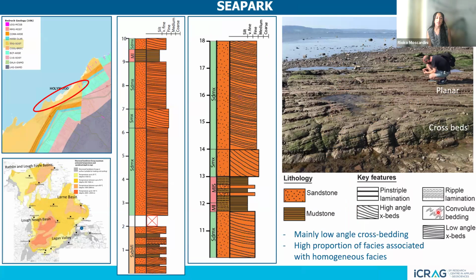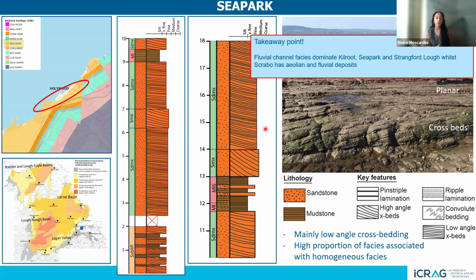And then finally, we have Sea Park. So here we have a lovely example of how we've got the crossbeds going down here, and then it's being cut over by these planar laminations. And here, in comparison to Strangford Lock, we do have some sections where we've got the more high angle crossbeds, but it's still predominantly the lower angle crossbeds facies.